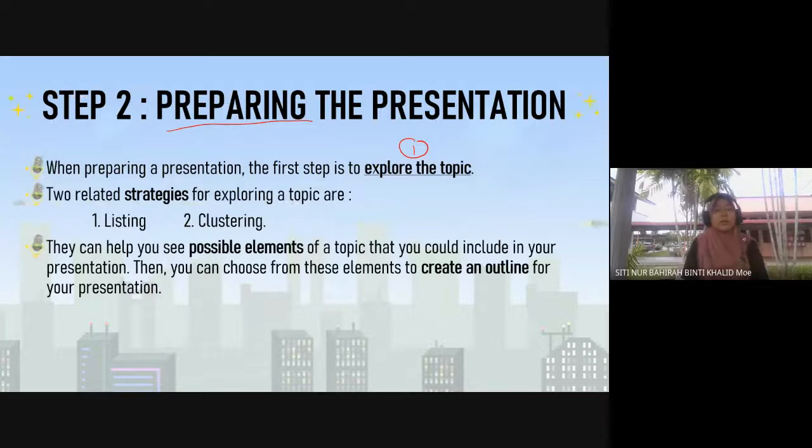Okay, so two strategies that you can use to explore a topic are, one, listing, and the second one is clustering. Why? Because when you explore a topic, you can see possible elements.